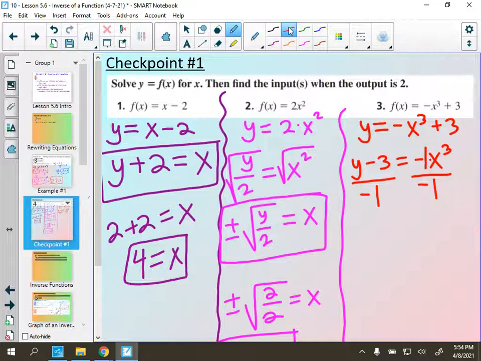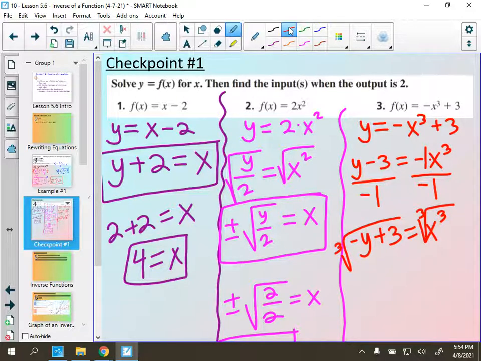On the left side, we can simplify it. We don't have to leave it as a fraction there. It's really just going to change the sign. So it's going to leave us with the opposite of y plus 3 equals x cubed. Okay. Now we're at a spot where we should cube root both sides.